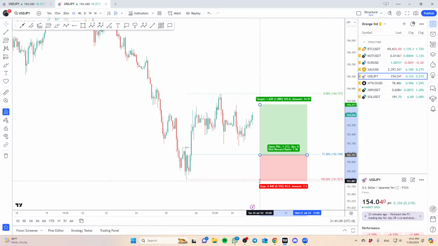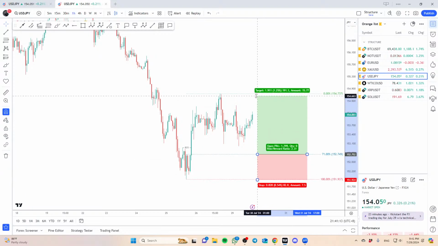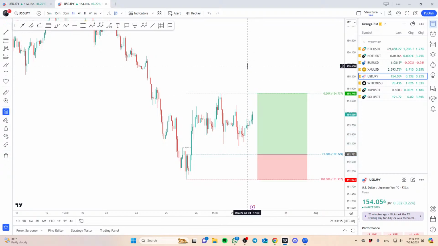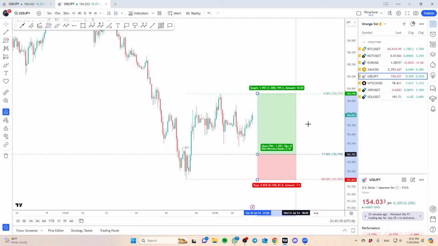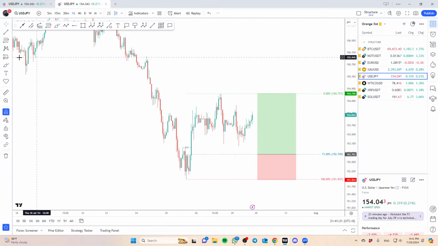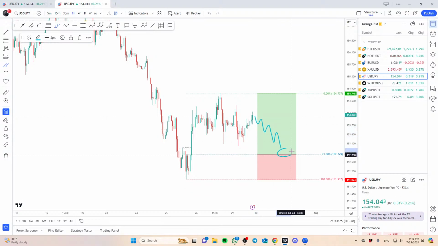But of course, given that we have the NFP, FOMC, and the Bank of Japan, you obviously want to factor in whether you are comfortable still trading the dollar. For now, this would likely be a setup I would look into if the price can come down a little bit more, maybe towards the 152.75 zone. That might give me a buy opportunity.